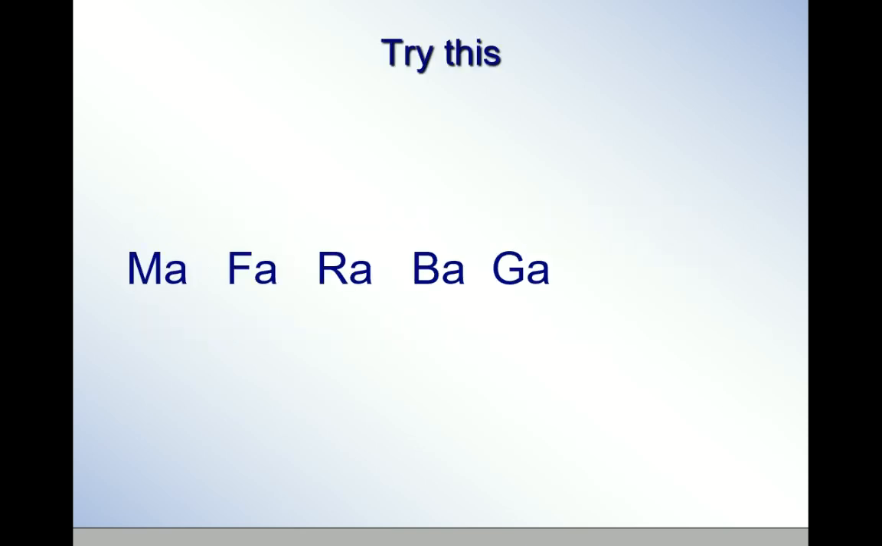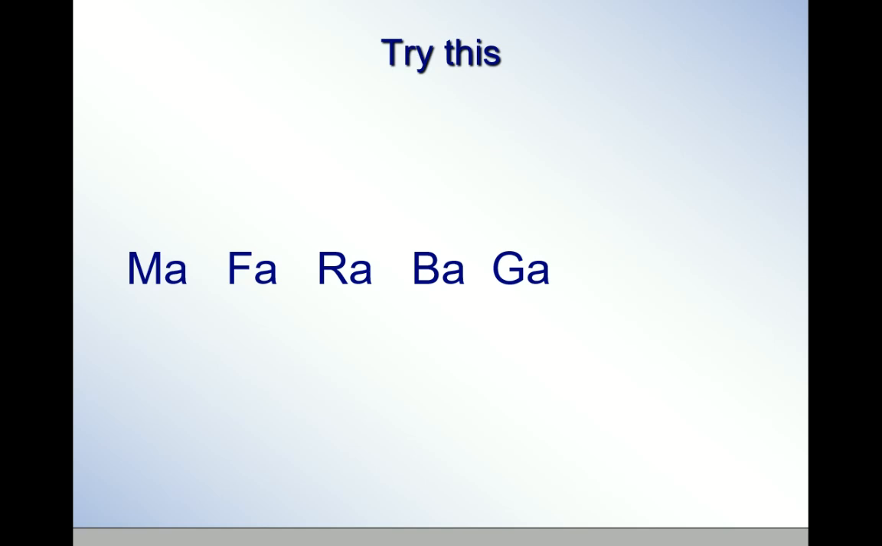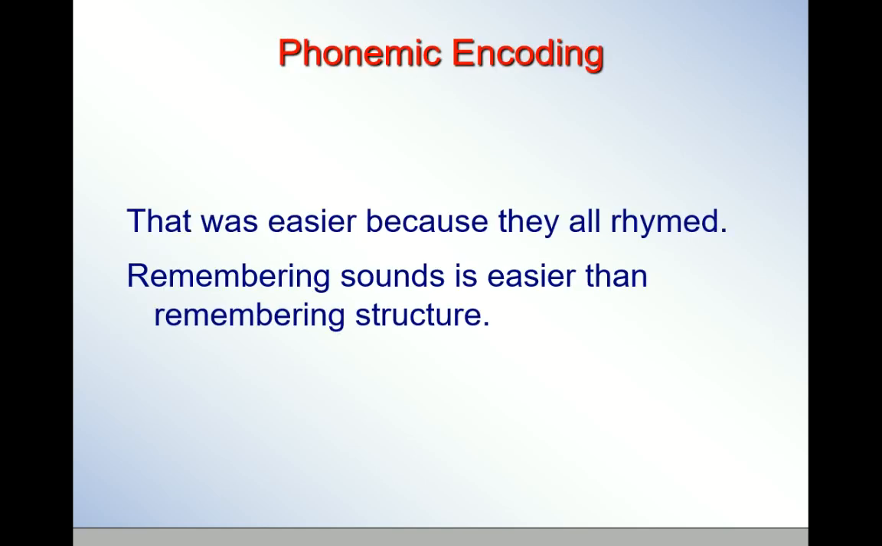Okay. Now, what about this? Is this easier? Yeah, it's a little easier. Ma fa ra ba ga. I mean, you could make a song out of it. You can at least say it. You can't say that, but you could say this, so it has sound. If you can make it into a sound, it's easier to remember. That's called phonemic encoding or acoustic encoding.